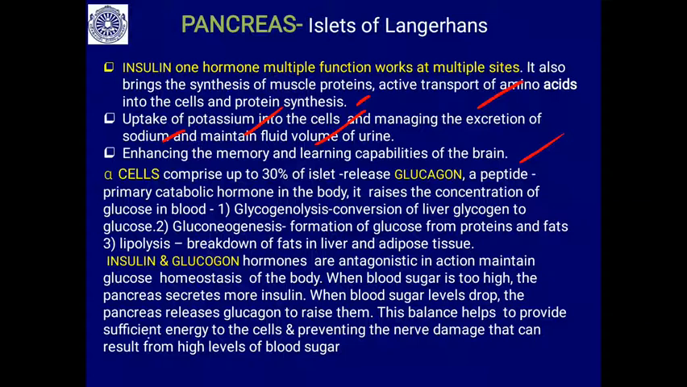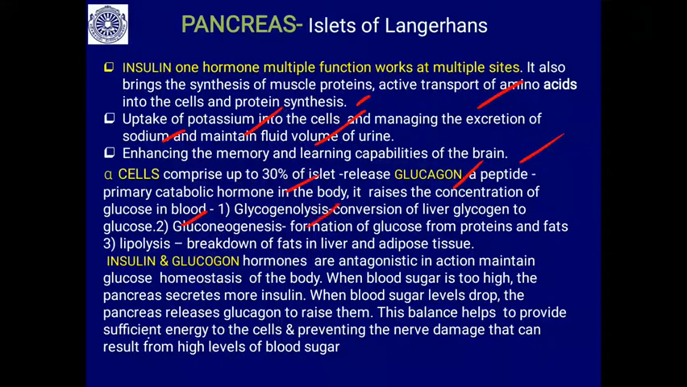The alpha cells of the islets of Langerhans comprise about 30% of the islet. They synthesize the glucagon hormone. It is also a peptide hormone, the primary catabolic hormone in the body. It works opposite to insulin. Whatever the functions of insulin, you will find the opposite in the case of glucagon. So, you will find them antagonistic.